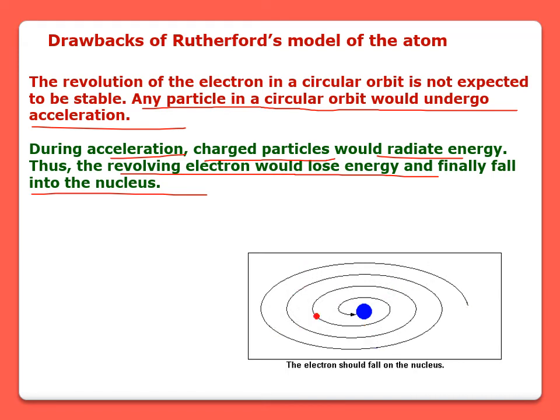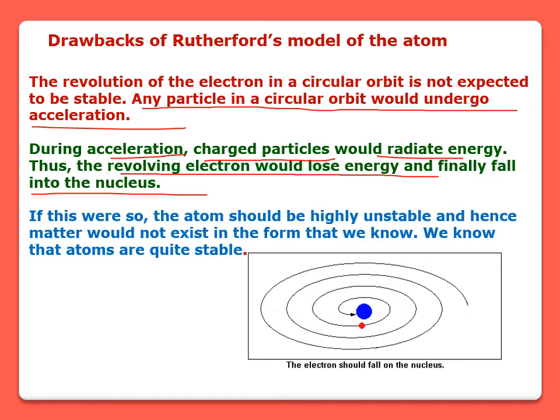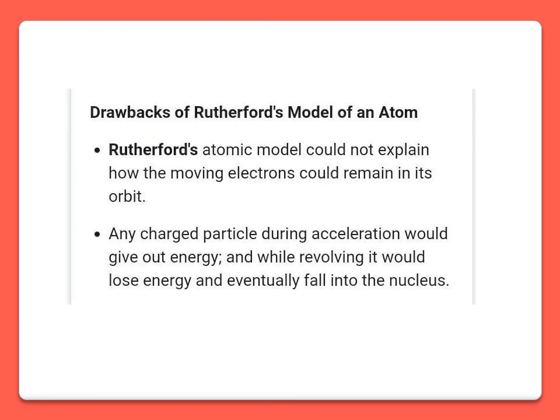So how is the atom stable? Rutherford could not explain. So this was the major drawback of Rutherford's model of an atom. Okay. So as I told, if the electron would keep on losing energy, it will fall into the nucleus, and then the atom should be highly unstable. Okay. But now we know the atom is stable. So the stability of the atom could not be explained by the Rutherford nuclear model of an atom. Okay, so these are the drawbacks of Rutherford's model.